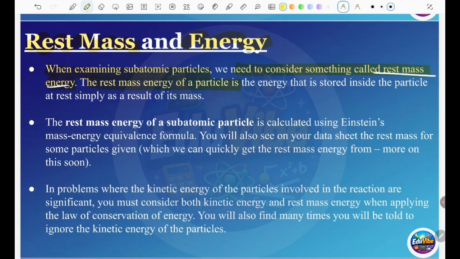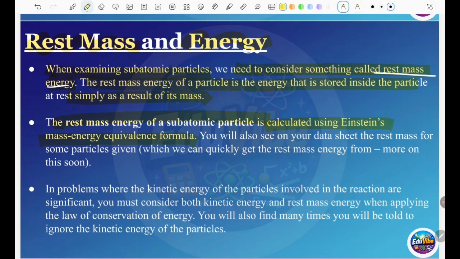So the rest mass energy of a particle is the energy that is stored inside a particle at rest, simply the result of its mass. It is that energy which is already stored in a particle. It is simply the mass of that thing. The rest mass energy of a subatomic particle is calculated using Einstein's mass-energy equivalence formula.